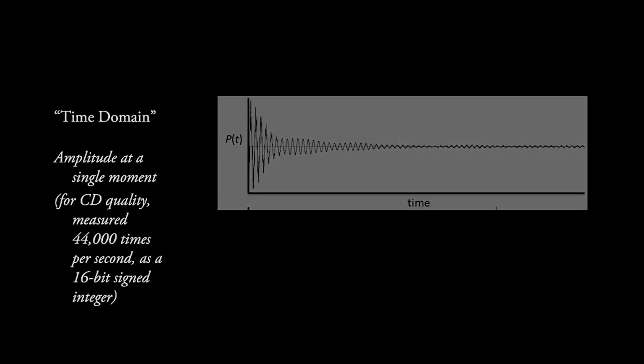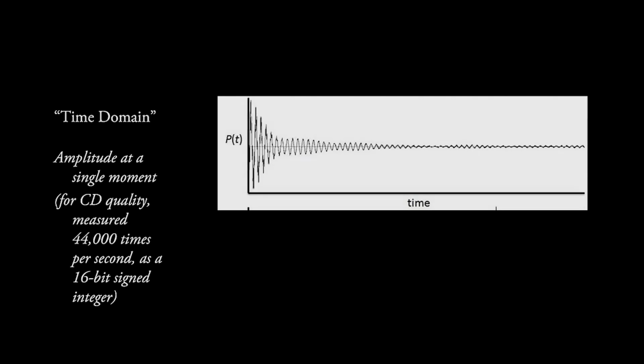But once we've got the sound from the real world into an electrical signal, we're working in the time domain, as we call it. And that is the amplitude of sound at a single moment, forward, backwards, positive, or negative. And we usually record in something close to CD quality, or 44,000 times per second. We're measuring the amplitude as a 16-bit signed integer. And so the sound at this point looks something like this. If this was, I don't know, an attack of an instrument that's decaying, maybe a piano or something of that sort.